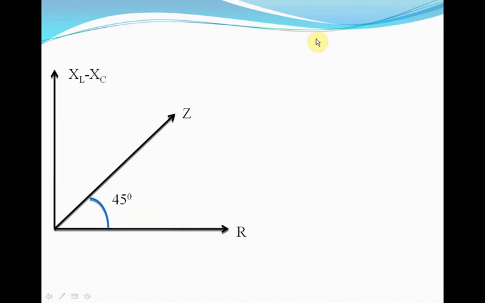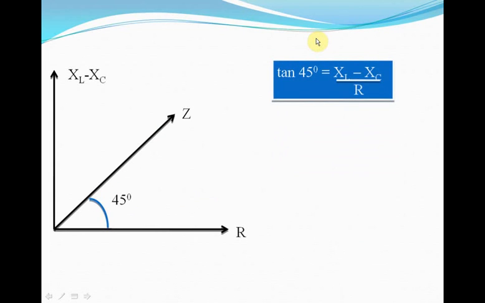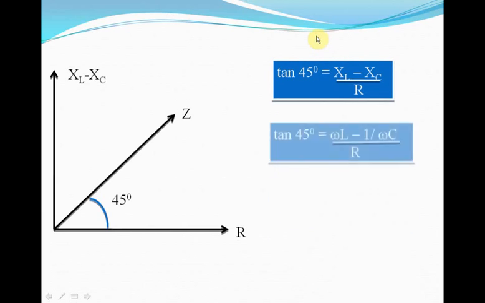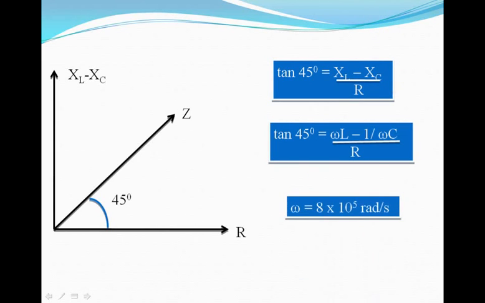Now XL minus XC divided by R is clearly omega L minus 1 upon omega C divided by R. L is known, C is known, tan 45 degrees is known and R is known. And so the value of omega for which the voltage leads the current by 45 degrees comes out to be 8 into 10 raised to 5 radians per second. And that is our final answer.